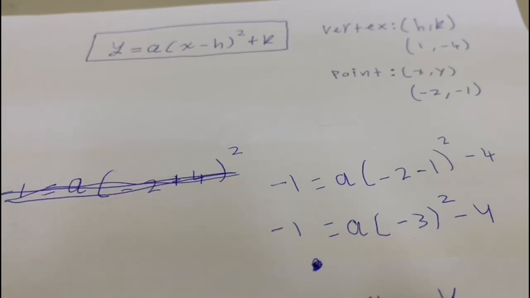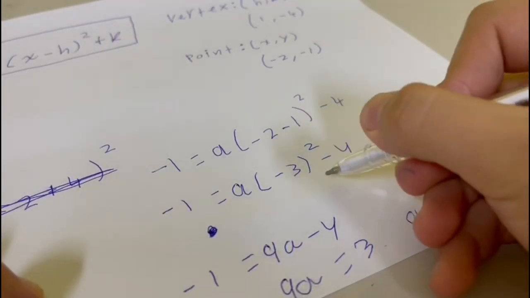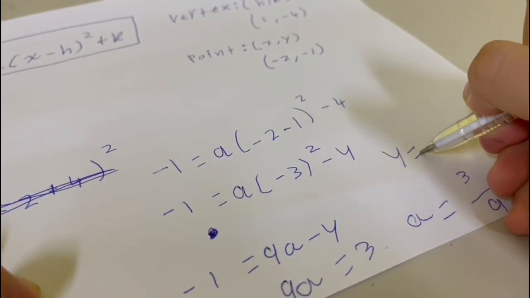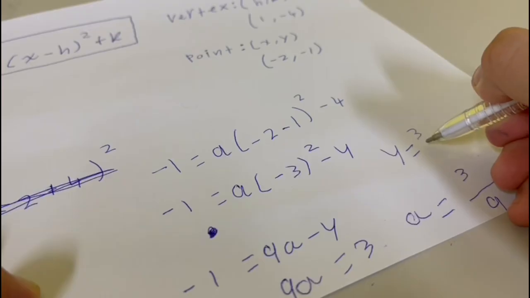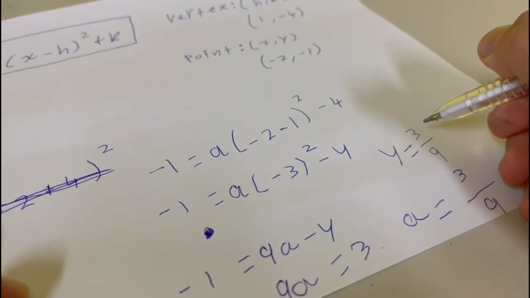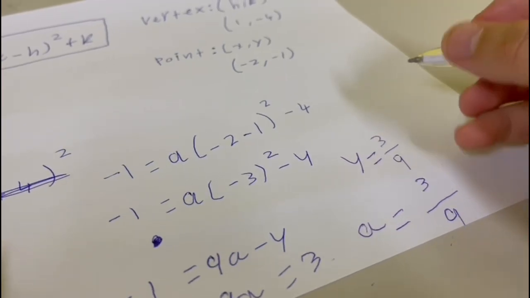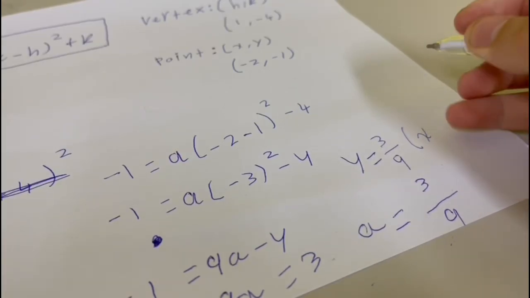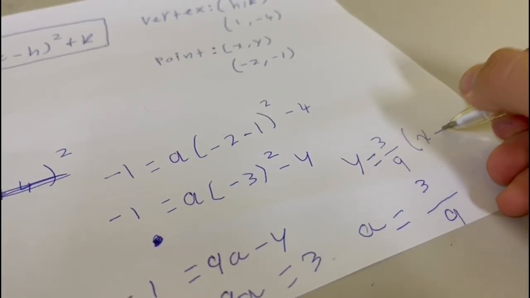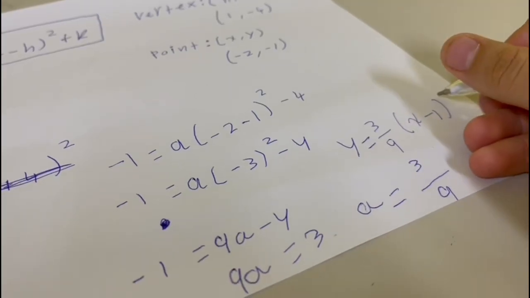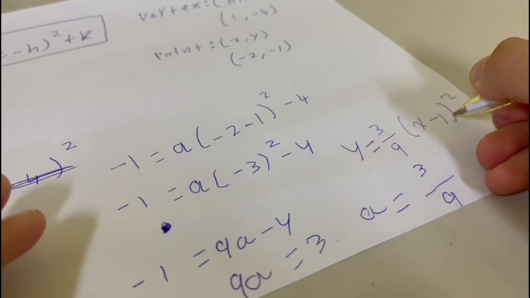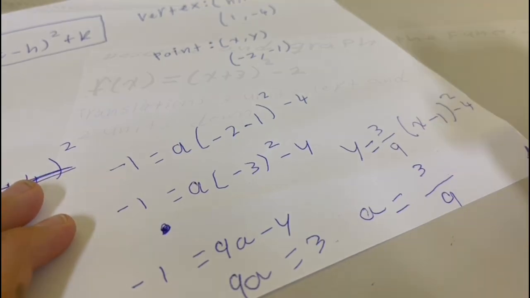So y = 3/9. You can simplify 3/9, but I'm not going to simplify it. Times (x - 1) squared, and minus 4.